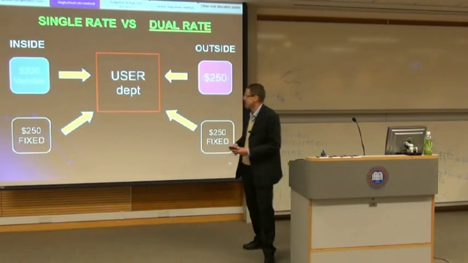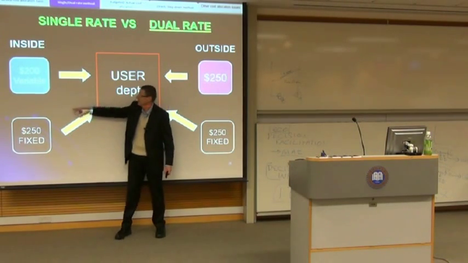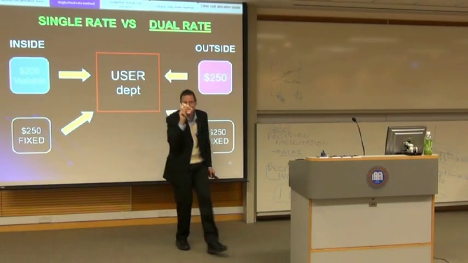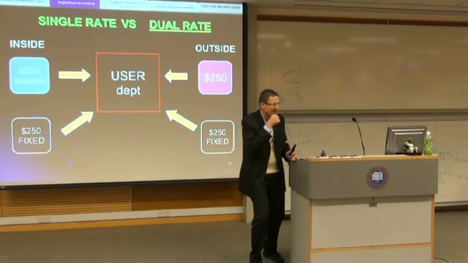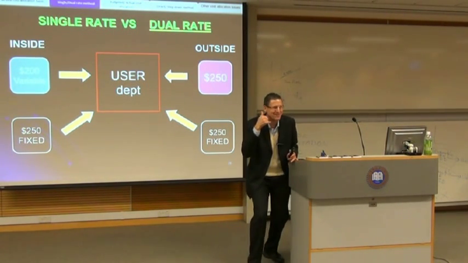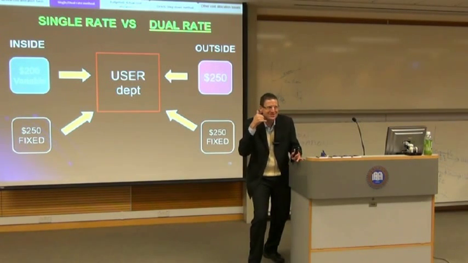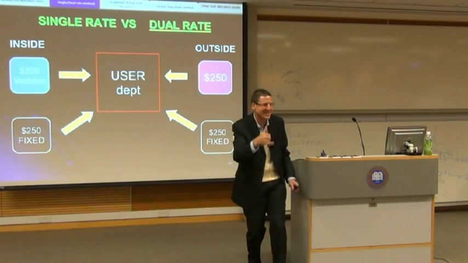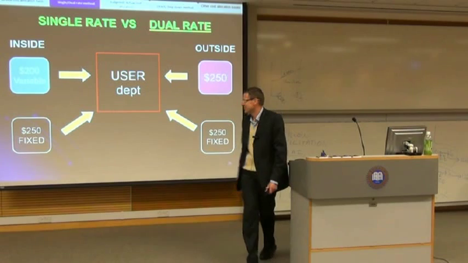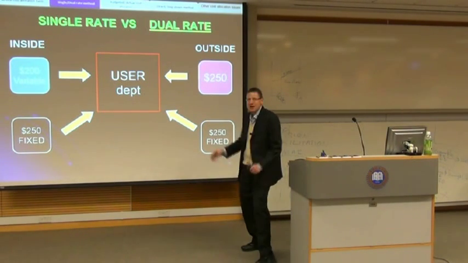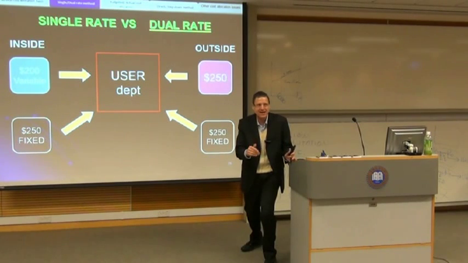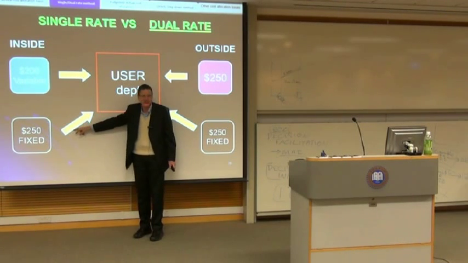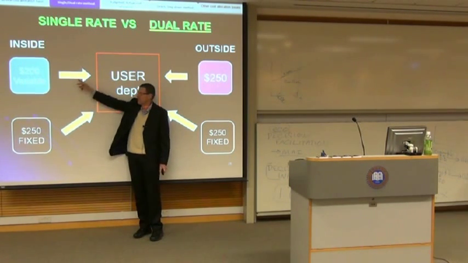So the dual rate says the following. There are two signals, a variable and a fixed. Now the user departments know that if they get a phone call from Xerox or IBM saying, we've got a super deal for you, 20% off if you accept in the next week, and you ask how much it is per hour, and they say $250 an hour, you're going to look back at your signal. You're still going to be charged the fixed $250, so you're going to avoid this.